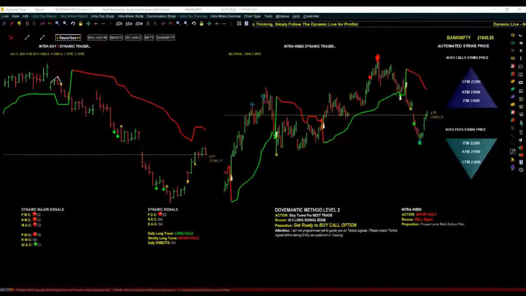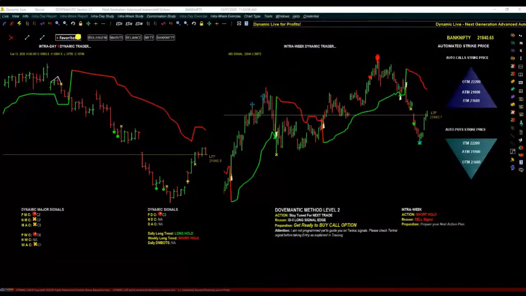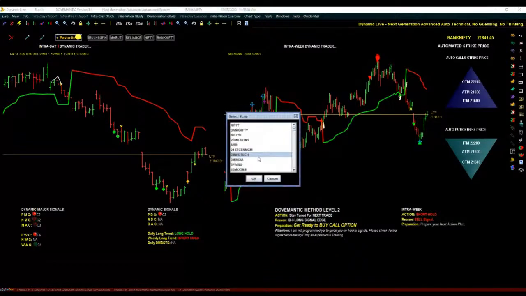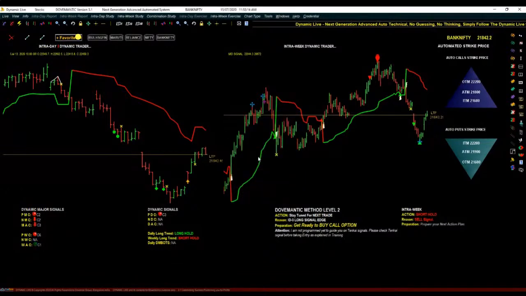Now all that you have to do here is first select your favorite stock or index, and for that you just have to click on this favorites here. Once you click on this, a drop down will appear, and in this drop down you can select any of your favorite stocks. Now let us select today's favorite stock, that is Wipro.